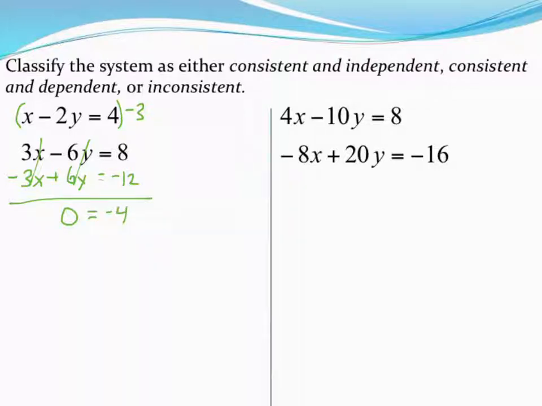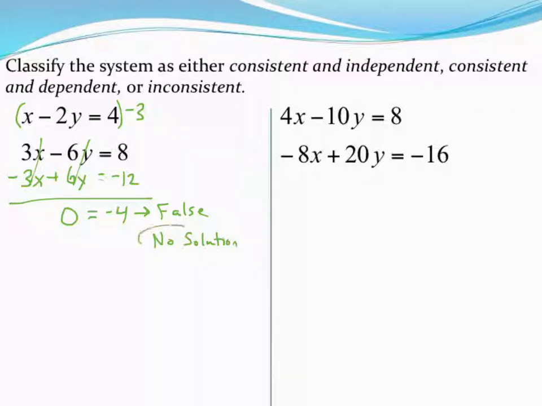And as I can see, this is weird, and that's actually a false statement. 0 does not equal negative 4. What this means is we don't have a solution. We have an inconsistent problem. So if you're doing elimination and this happens, where you get a false statement and both your variables have dropped out, what we'd say is that there is no solution.